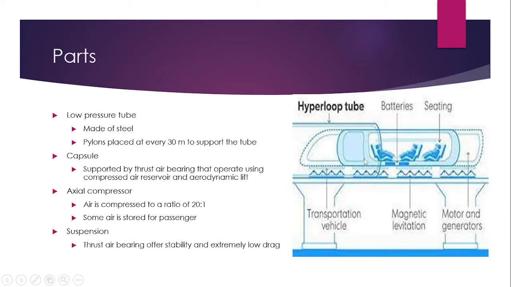Since the suspension is based on thrust air bearings, the drag will be very low. Since the drag is very low, this capsule can move inside the Hyperloop at a high speed. Normally, these capsules are levitated based on the principle called magnetic levitation. This capsule is the main transportation vehicle.